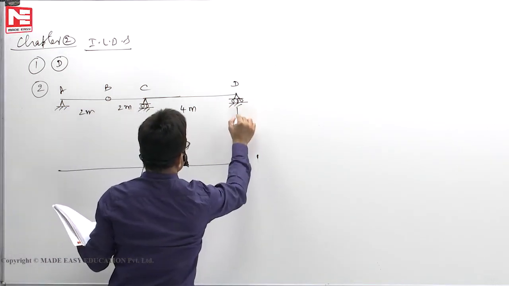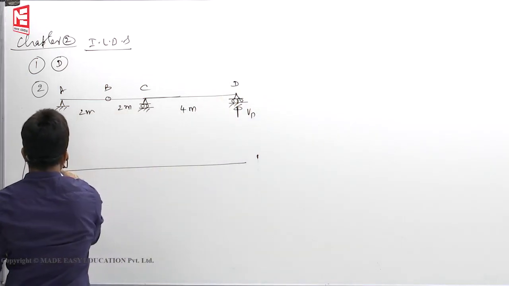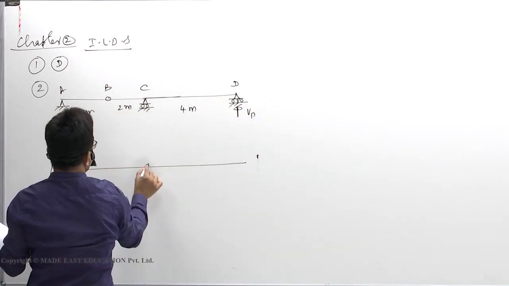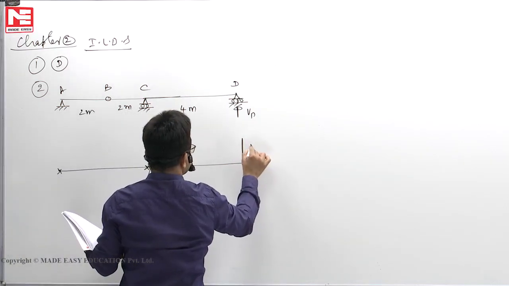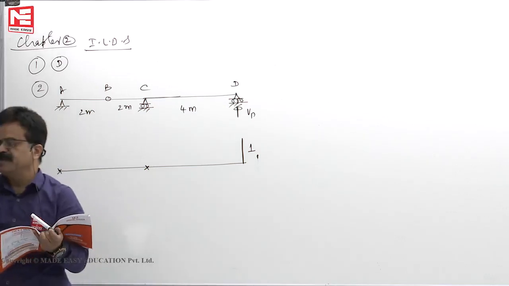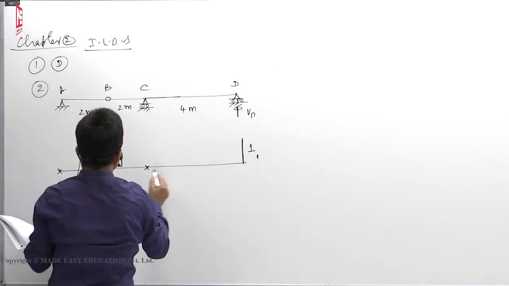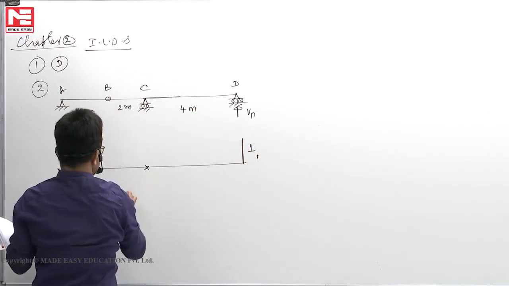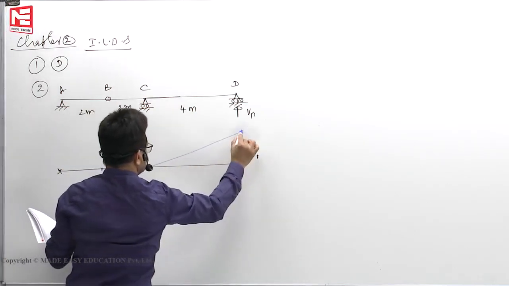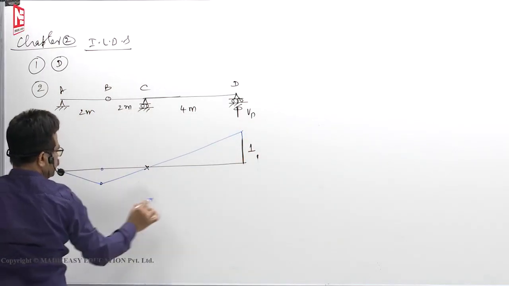Reaction at D means remove the support, lift it by 1, without removing the support reactions at E and C. The deflected shape of the beam will give you the ILD for VD. So there is a floating hinge here. When I lift it, BCD is a single one, so it will go something like this. This is ILD for VD.